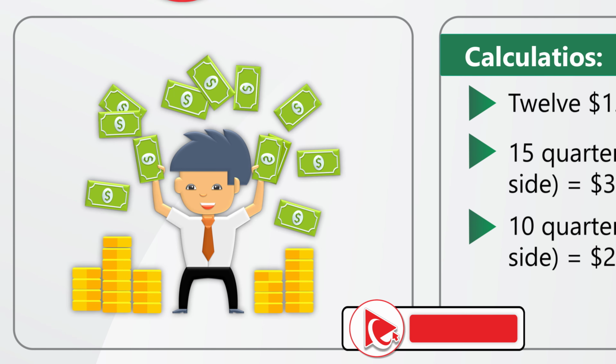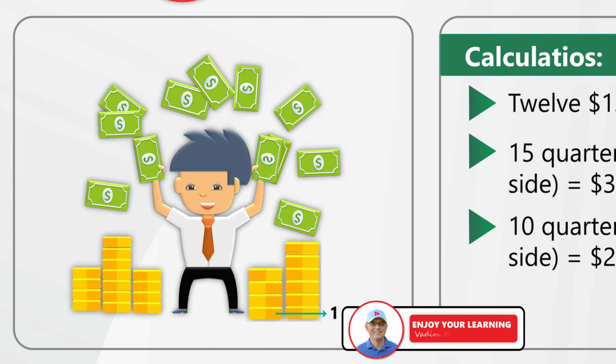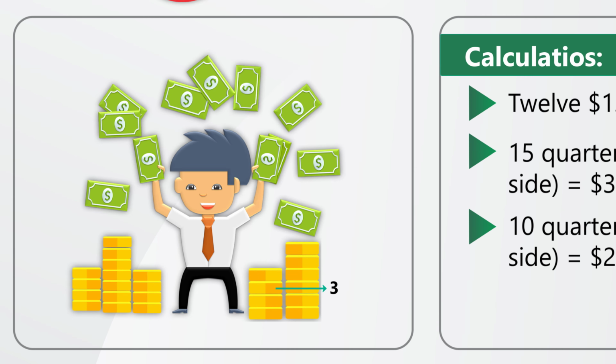And now let's do the same thing for the right side, which has 10 quarters. 1, 2, 3, 4, 5, 6, 7, 8, 9, and 10.